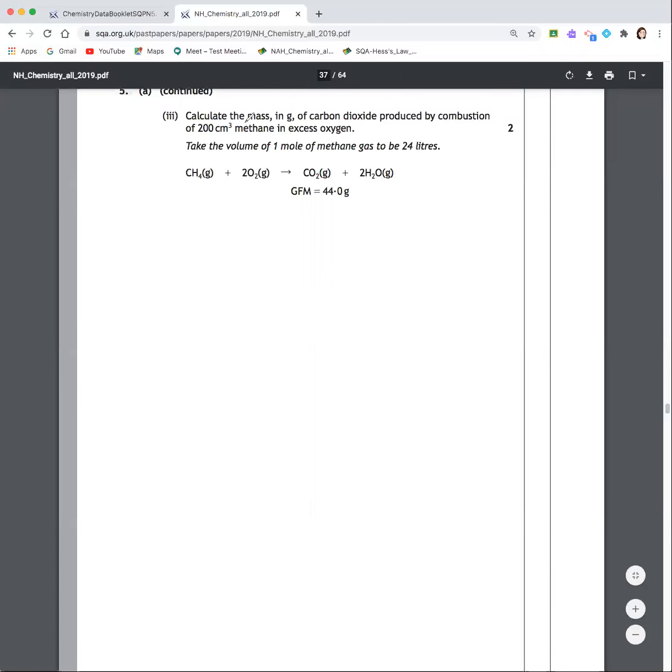So we're asked to calculate the mass of carbon dioxide in grams. So I always write the thing I'm trying to calculate on the right hand side, and we're trying to calculate the mass, so I'll put in question mark. And that's produced by the combustion of 200 centimeters cubed of methane in excess oxygen. So because the oxygen's in excess, it doesn't determine how much carbon dioxide you're going to make, so you can ignore it. So the other thing we're interested in is the methane, so that's the CH4. And that's given a volume.